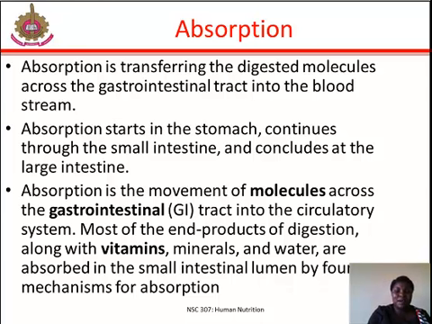Lipase is an enzyme in the pancreas and the small intestine, and bile comes from the liver. They break down lipids into fatty acids and monoglycerides. These end products are then absorbed through the villi cells as triglycerides.